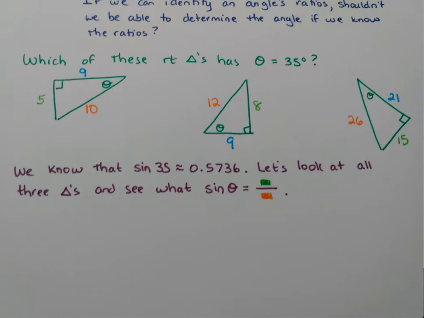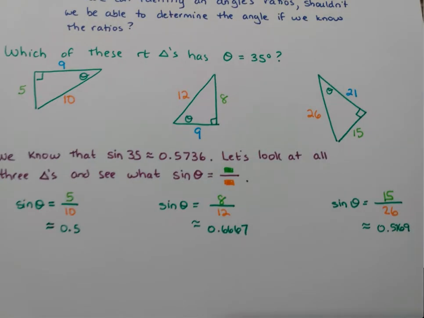And remember, sine of theta is that opposite side over the hypotenuse, which I have been color coding: this is 5, green, and this is 10, orange. Green, orange, green, orange. So let's do that ratio for all three. If I do the first triangle, 5 over 10 is exactly 0.5. That's not 35 degrees. That's something else, which we know from the unit circle is 30 degrees.